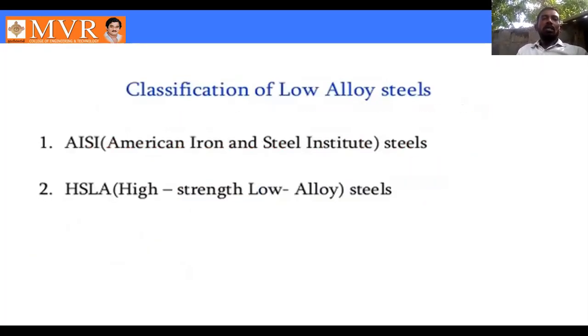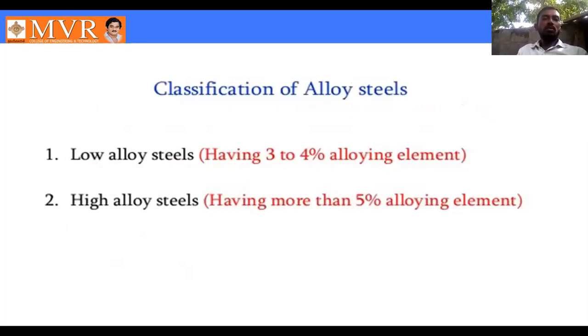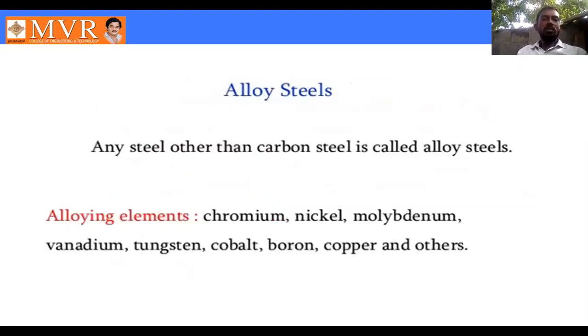Today our topic is alloy steel. Any steel other than carbon steel is called alloy steel. In alloy steel we can use these types of alloying elements: chromium, nickel, molybdenum, vanadium, tungsten, cobalt, boron, copper, and other elements.